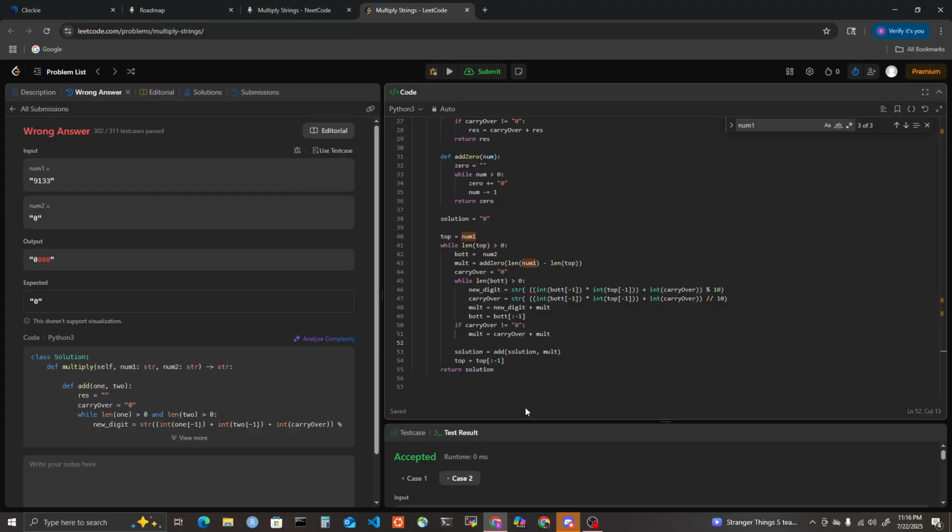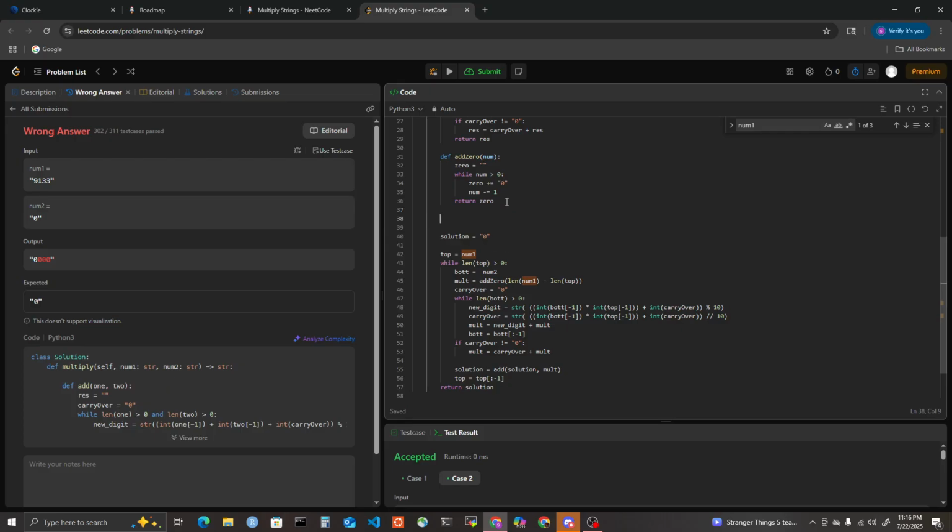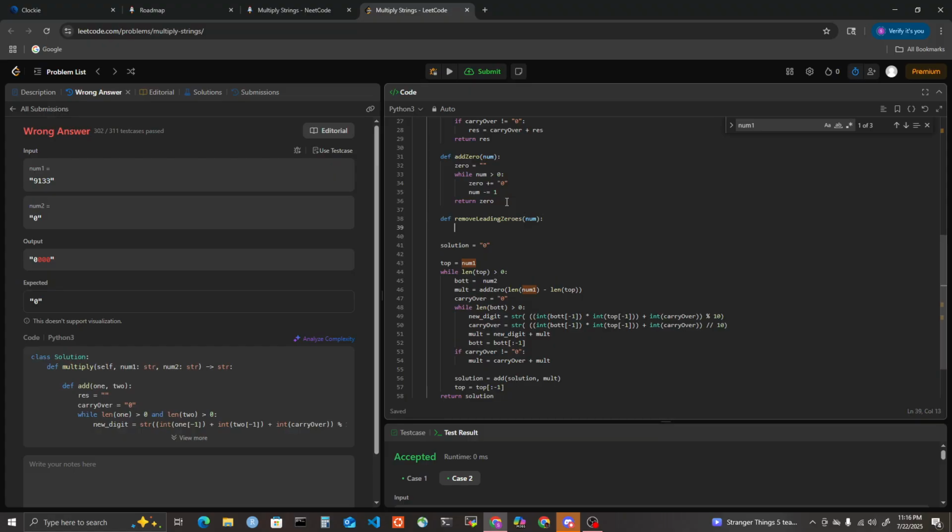The audio on my mic went out. Oh, we're back. These cords are pretty flimsy. I need a new mic, but I'm lazy. I'm gonna make another function. This is so dumb. Remove leading zeros. I don't know. We'll see. I'll just call it num, I guess. This is super lazy.